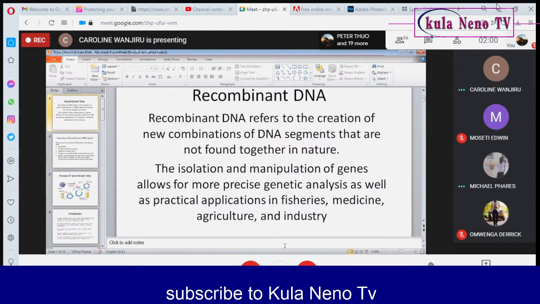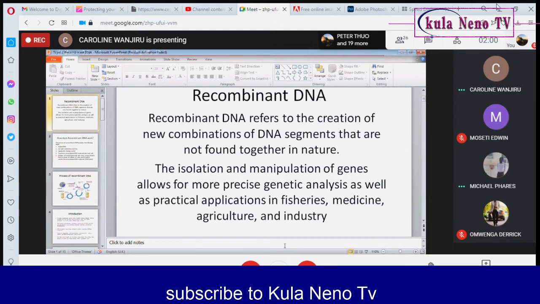Once you do that, you look for a vector or a carrier, which in most cases is a plasmid. We are going to look at all that, don't worry. And you ligate, and to ligate is to join, to put together. You ligate it into a cloning vector, and then from there, transform the recombinant DNA molecule into a host cell. A host is the one that carries.